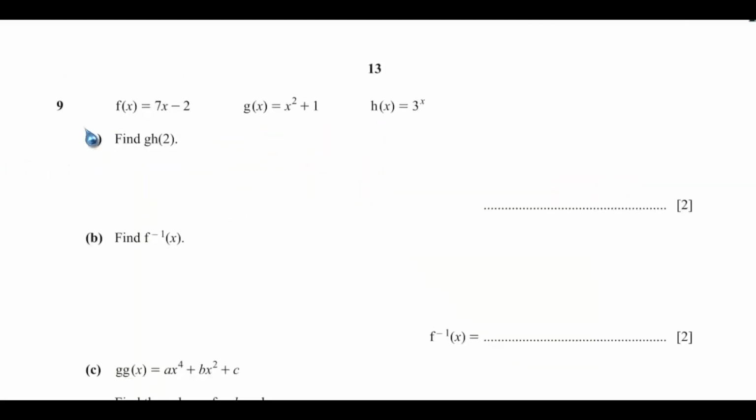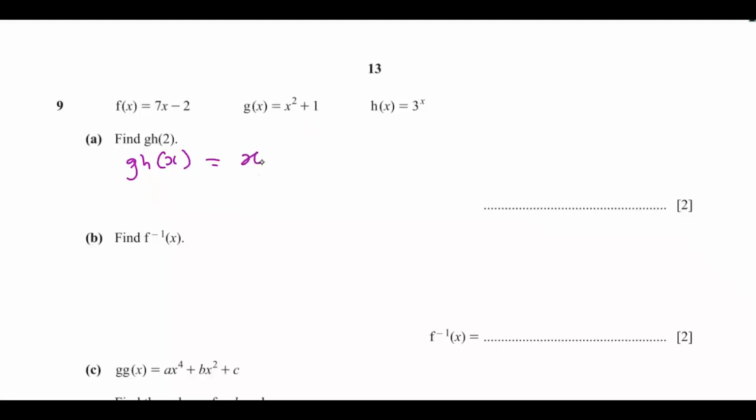That will be question 9 of paper 058041, May June 2019. f of x equals 7x minus 2, g of x equals x squared plus 1, and h of x equals 3 to the power of x. Find gh of 2. To get gh of 2, you need to firstly get gh of x, and gh of x is easy to get. What you need to do is pass h of x as x into g of x. So let's start with g of x. g of x equals x squared plus 1.